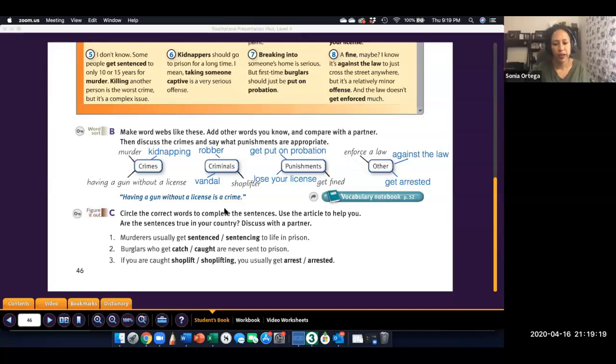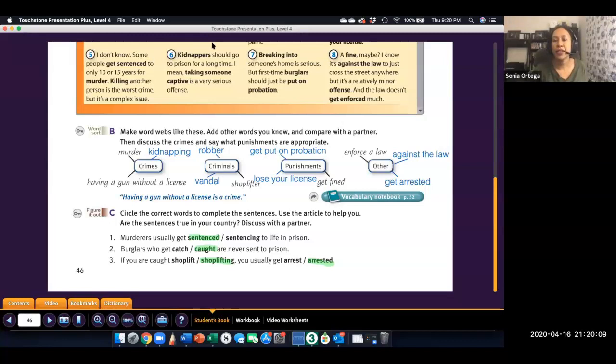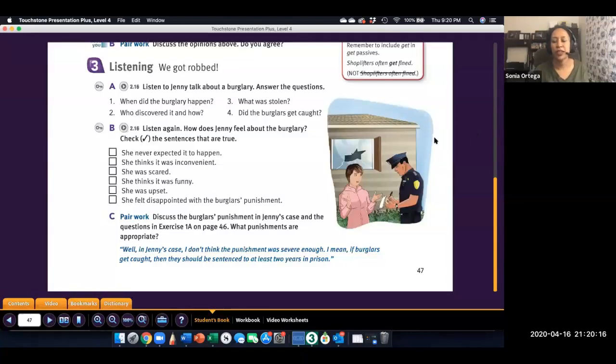Then when you're ready, you'll look at part C, choose which word is correct to finish this sentence, and then when you're ready, play the video to check your answers. These are the answers that you should have. And when you're ready, go to the next page.